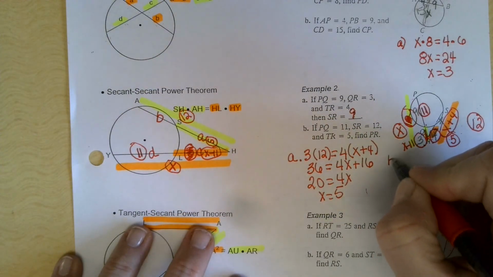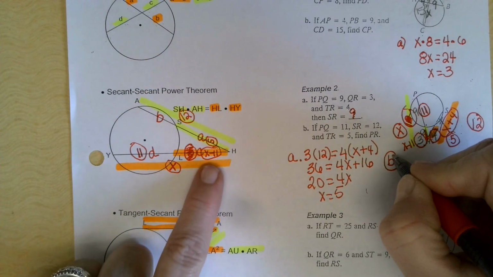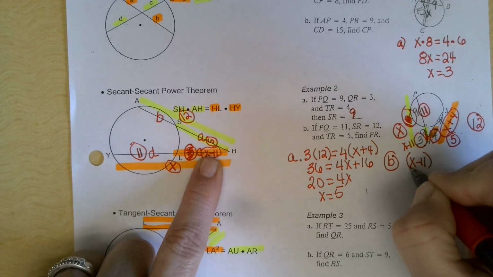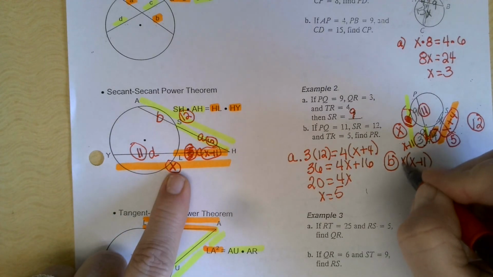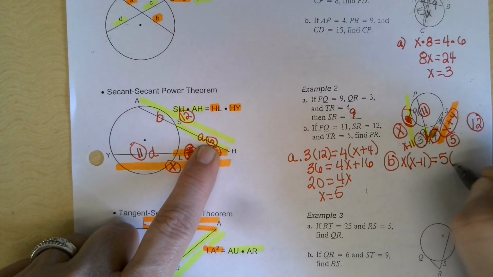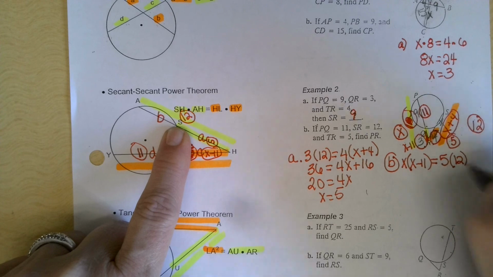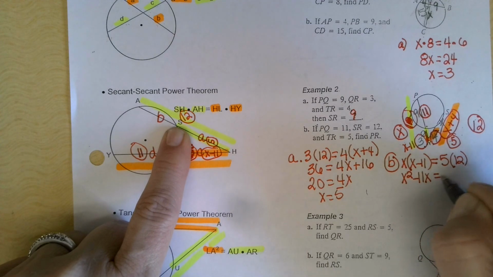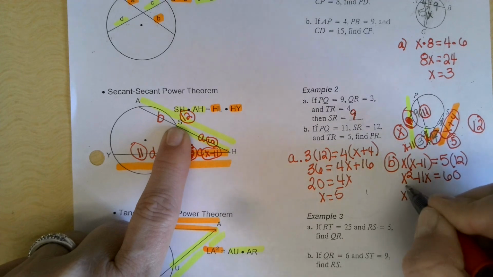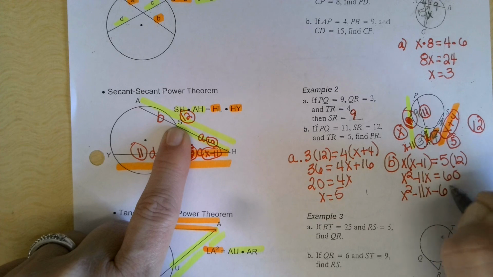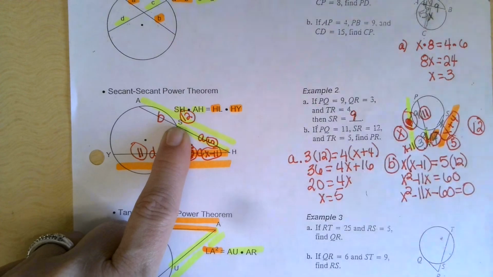Okay, so part B is X minus 11 times the big, which is X, equals 5 times 12. X squared minus 11x equals 60. X squared minus 11x minus 60 equals 0. We are going to factor to get our answer.